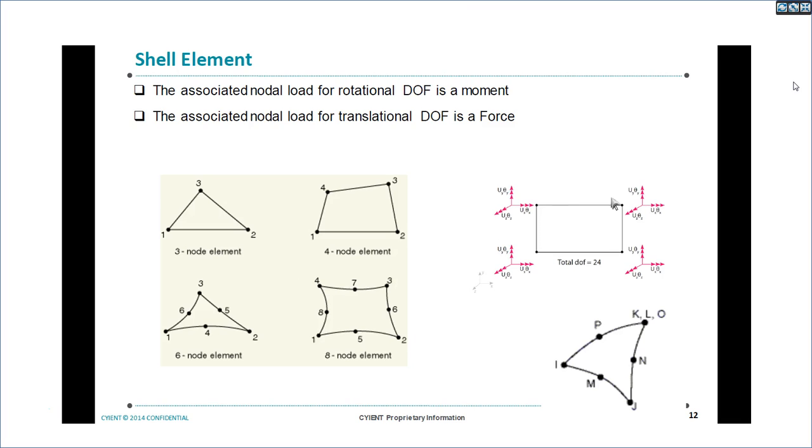So this is a typical shell element. One shell element, if it is a quad, will have 24 degrees of freedom, since each node will have 6 degrees of freedom. So if you want to solve a problem with shell elements, one quad shell element will have 24 degrees of freedom. So this is a 3 node element, and this is a 6 node element. This is a 4 node, and this is an 8 node quad.